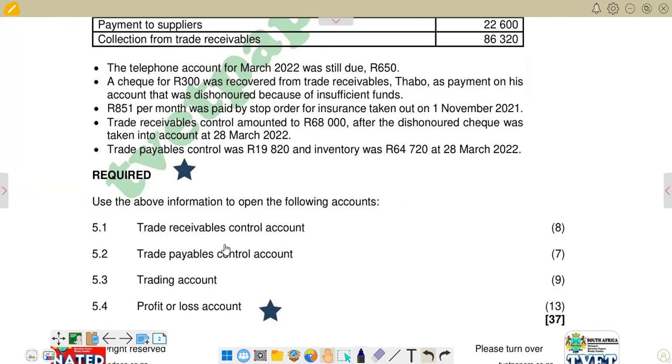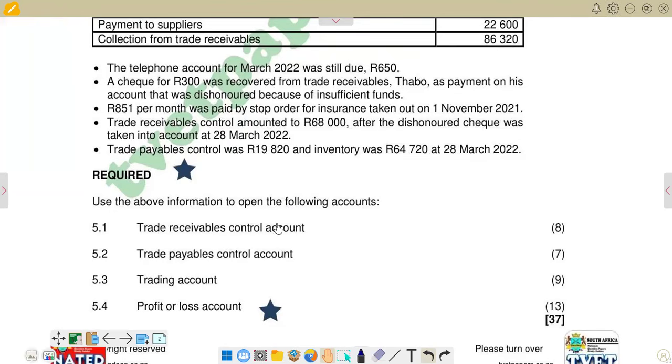Remember, control accounts are a summary of individual accounts that we find in the ledgers. The trade receivables control account is just a summary of the accounts that you are going to find in the sales ledger. And then the trade payables control account represents a summary of individual accounts that we find in the purchase ledger. So information that we find in the control accounts is taken from the day books. For the trade receivables control account, we are taking the information from the sales day book. And the trade payables control account information is being taken from the purchases day book.